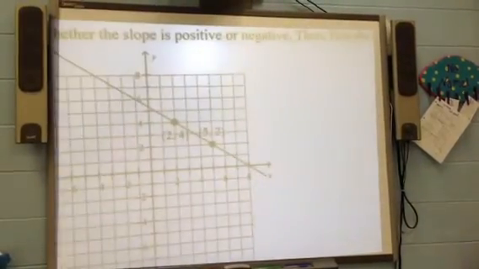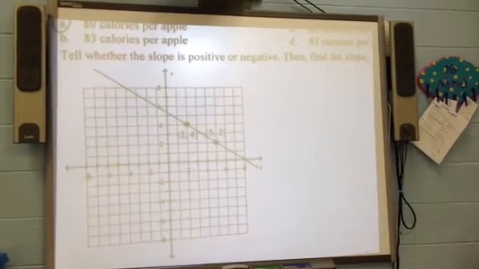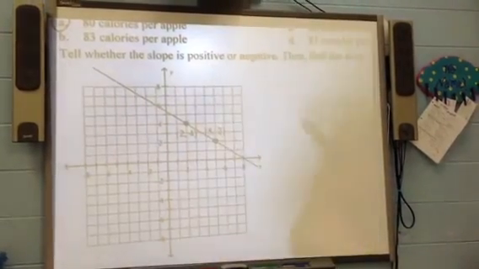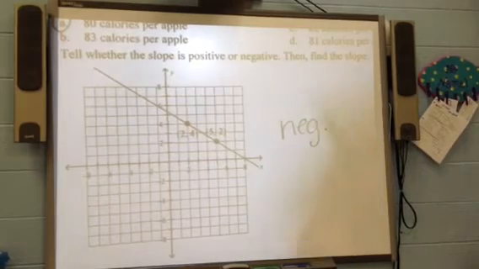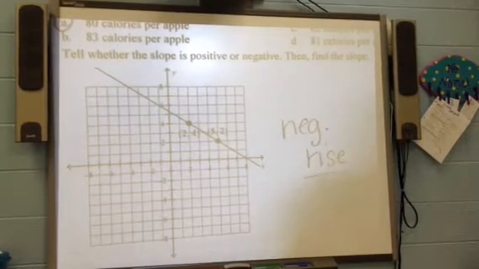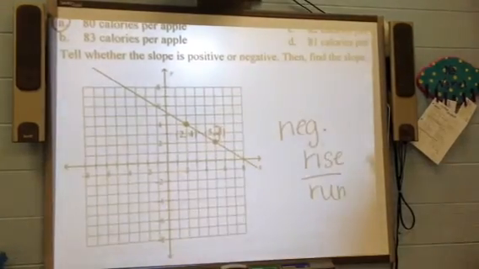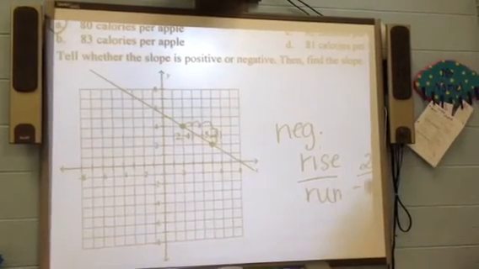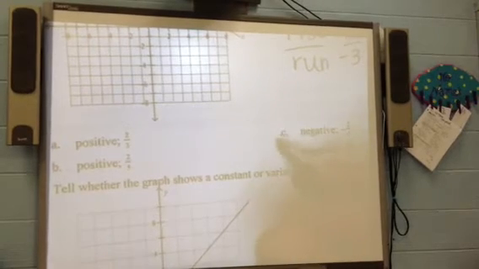Let's look at number 3. Tell whether the slope is positive or negative, then find the slope. Well, we take our pencil or pen, drag it, it's going down, so it is a negative slope. And then to find our slope, we do rise over run. So let's pick one of my points. It rose 1, 2. And it ran to the left 1, 2, 3, which is a negative. So I'm looking for negative 2/3. Okay, so negative 2/3, which matches C.